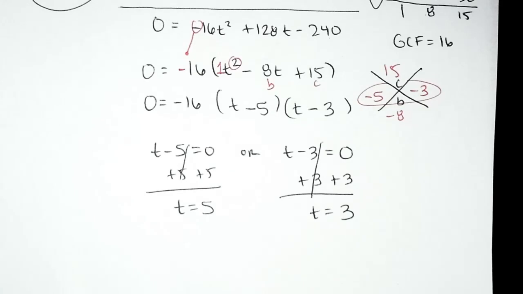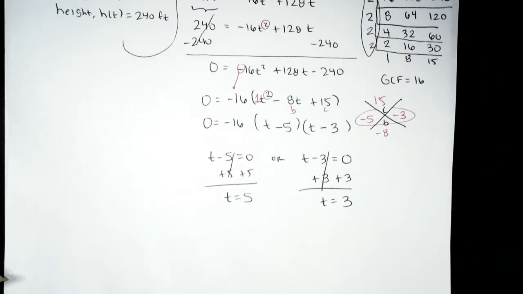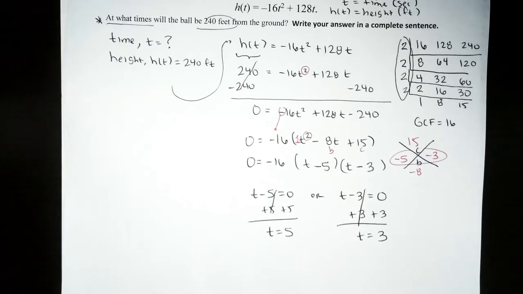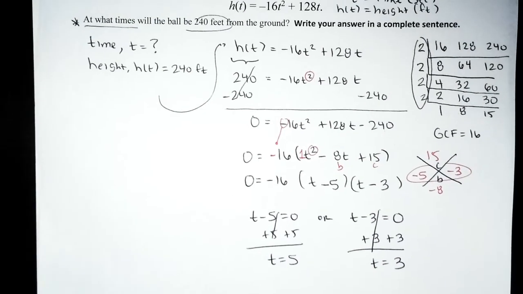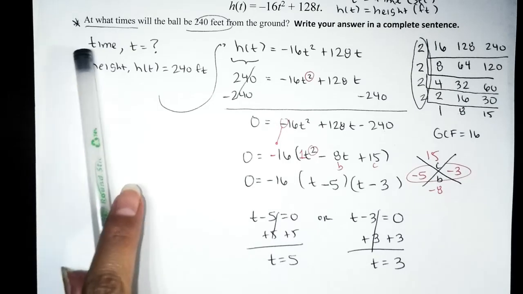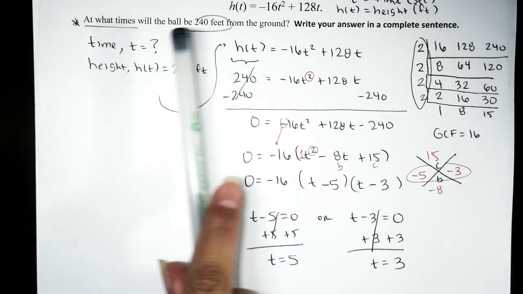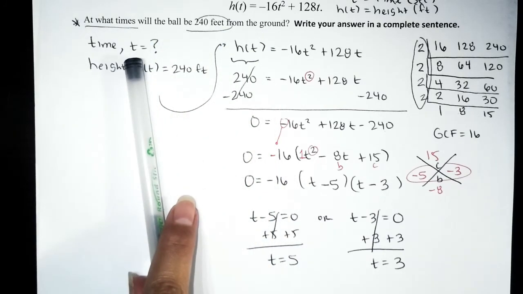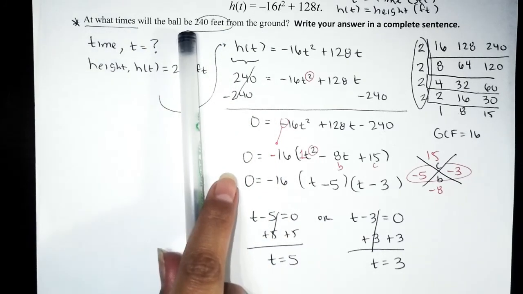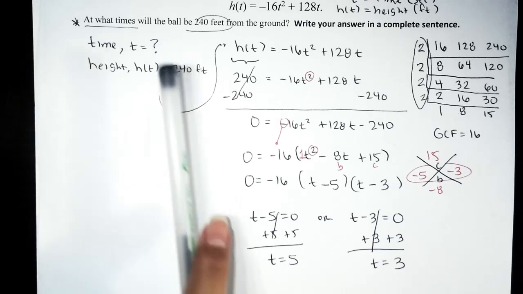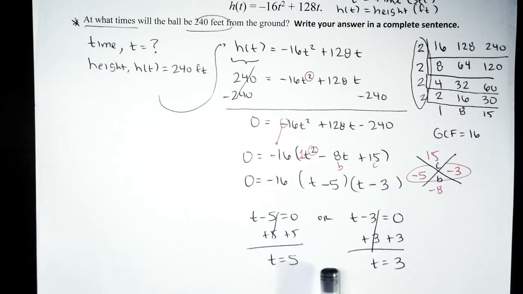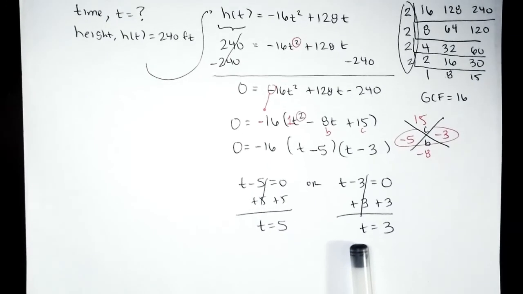But now let's go ahead. Let me go ahead and read the problem. Okay, we did the algebra, but sometimes I get so caught up in the algebra that I forget the question. So the question reads, at what times will the ball be 240 feet from the ground? So the time is denoted by t. At what times will the ball be 240 feet from the ground? So we have 2 answers. Unlike the other problem, we're not going to discard them. Okay, so I'm like, oh, which one is the answer?